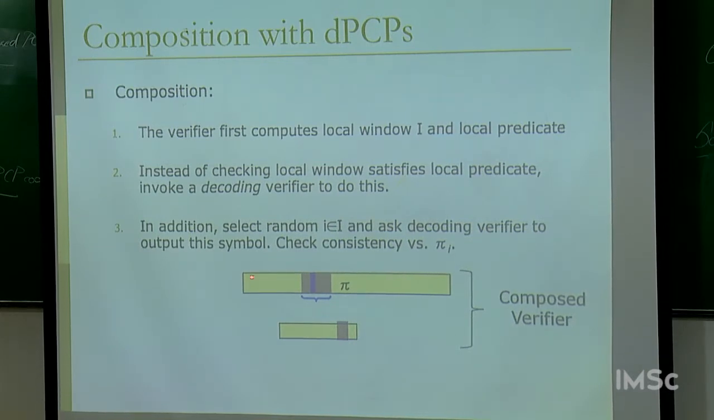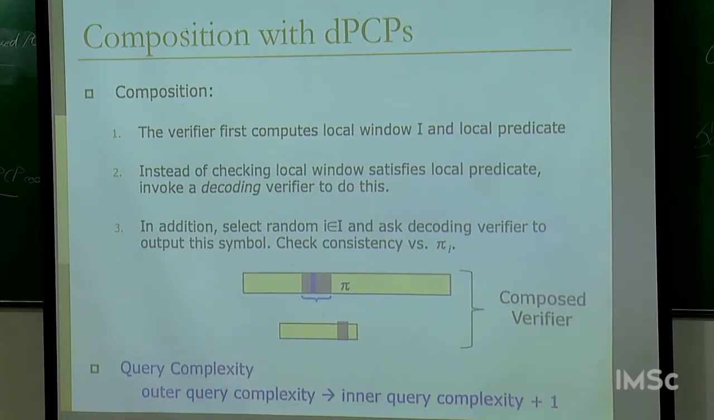The composed verifier decides which local view of the outer proof to read, doesn't read it in its entirety, just picks a random symbol in it, goes to the inner verifier, asks it to check it, and then decodes to read the outer one, because this is the input to the outer one. Then it just reads that one symbol and checks if that is the decoded value from the inner verifier. The question is, the query size is considerably increased. It's just this inner query plus this one outer query.